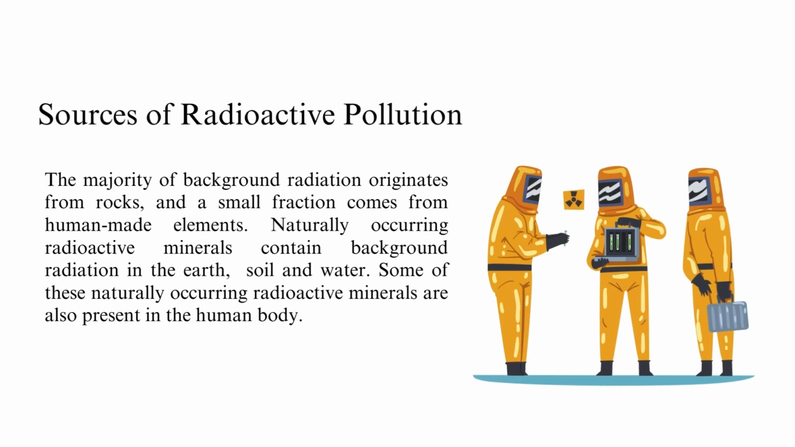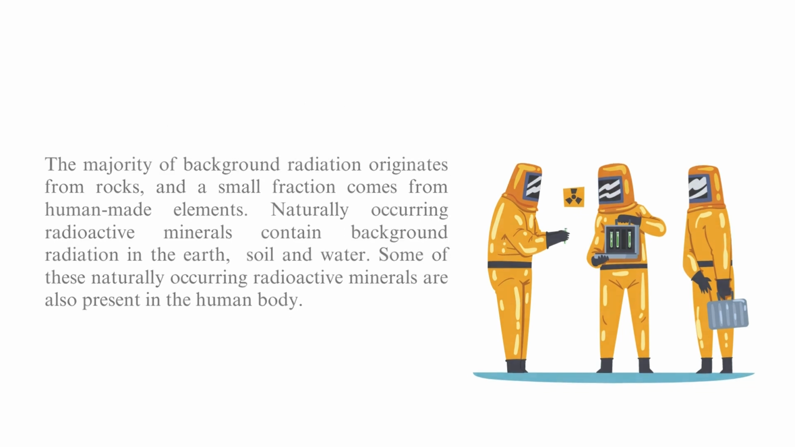Sources of radioactive pollution. The majority of background radiation originates from rocks, and a small fraction comes from human-made elements. Naturally occurring radioactive minerals contain background radiation in the earth, soil, and water. Some of these naturally occurring radioactive minerals are also present in the human body.